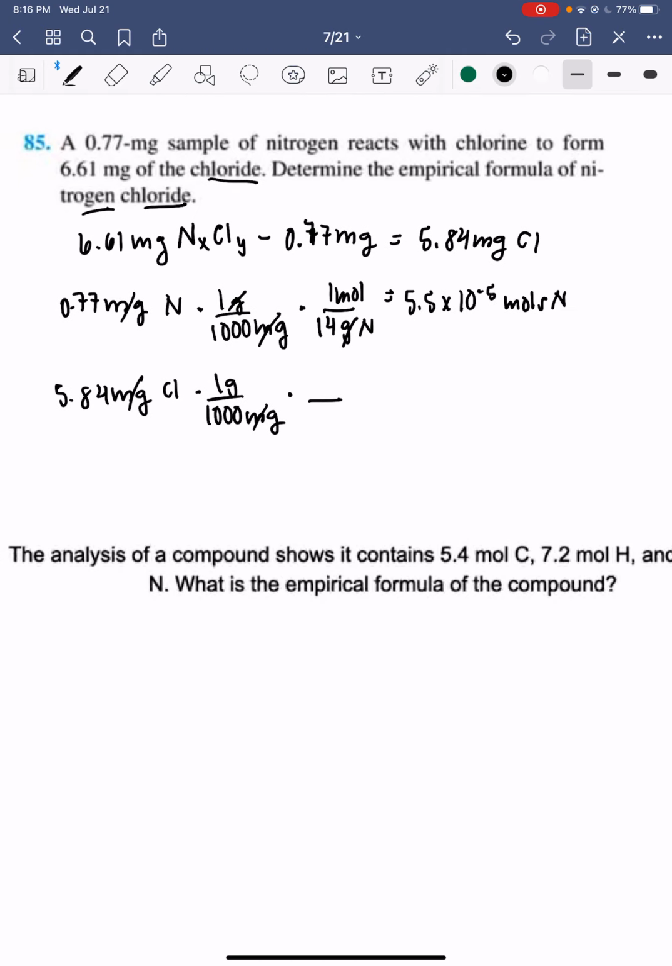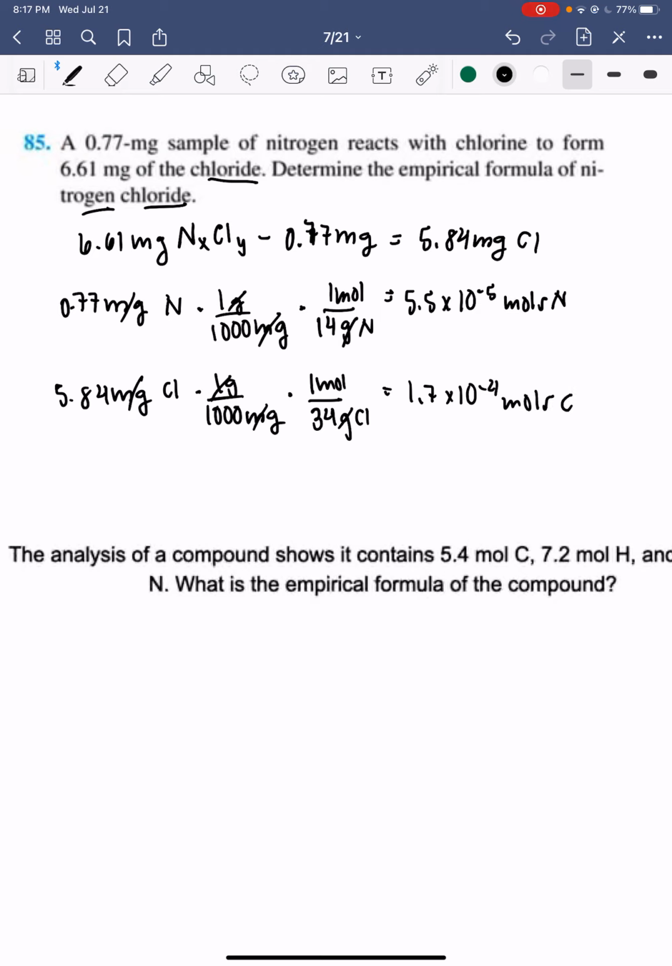On this side, we know that there's, I believe it's 34 moles. I'm trying to remember this from memory. 34 moles of chlorine per 1. Oh, that's backwards. 35 grams chlorine per 1 mole of chlorine. These two cancel, and we're left with 1.7 times 10 to the negative 4th moles of chlorine.